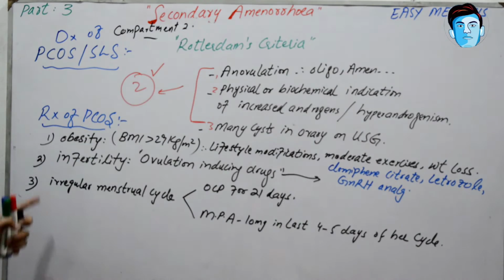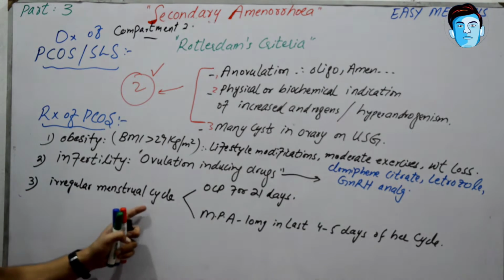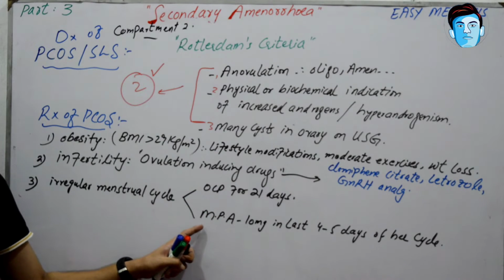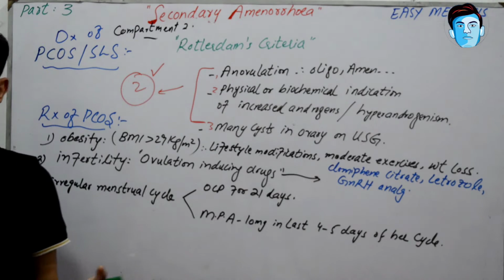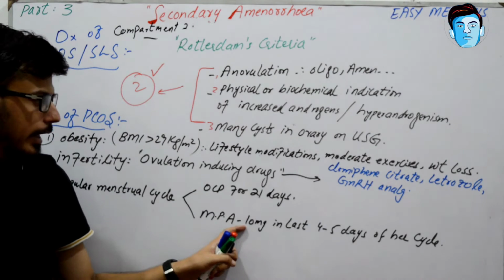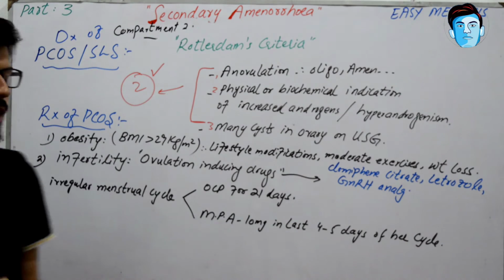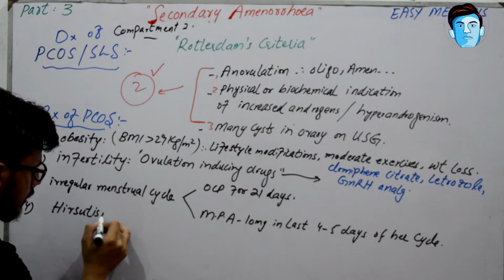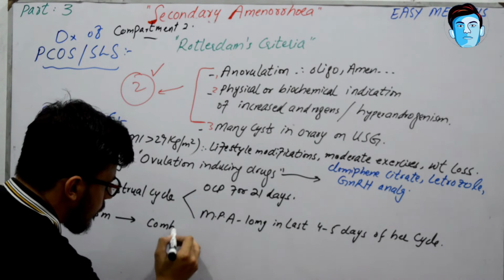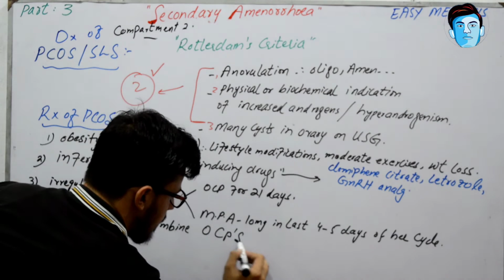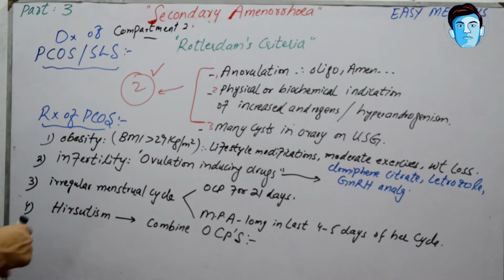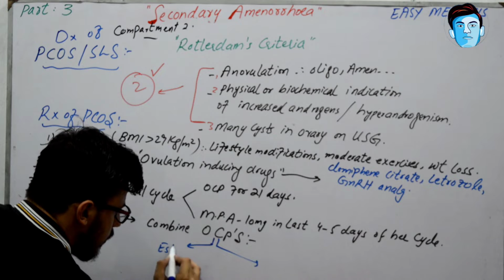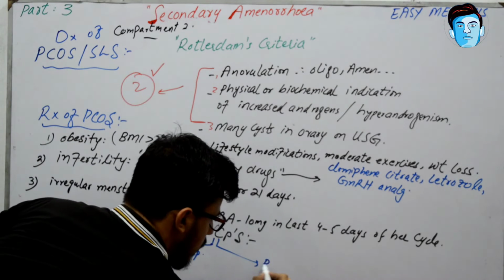So if a female came with a complaint of irregular menstrual cycle, in that condition you have to provide oral contraceptive pills for 21 days and also give medroxyprogesterone acetate, which has the least androgenic activity, in a dose of 10 mg in the last 4 to 5 days of her cycle. Now if a female came with a complaint of hirsutism, in that condition you will give combined oral contraceptive pills. Combined oral contraceptive pills have two components, the estrogen component and the progesterone component.